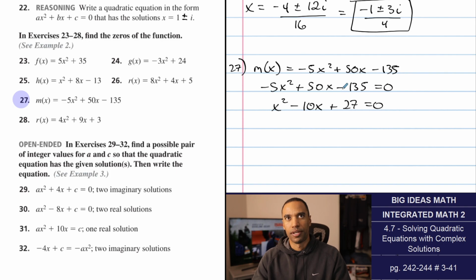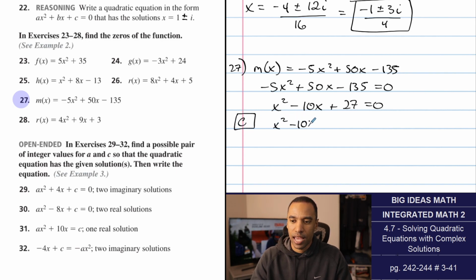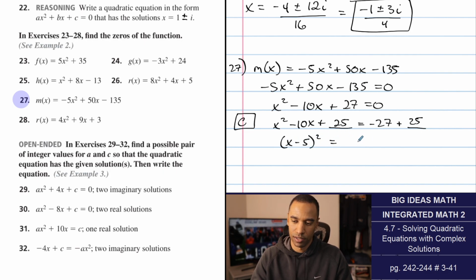This is 27, I believe. Is that factorable? 9 and 3, no. So completing the square. X squared minus 10x plus a blank equals negative 27 plus a blank. That'll be 25 and 25. Looks like imaginary solutions on the other side. This factors to x minus 5 quantity squared, and this is negative 2.